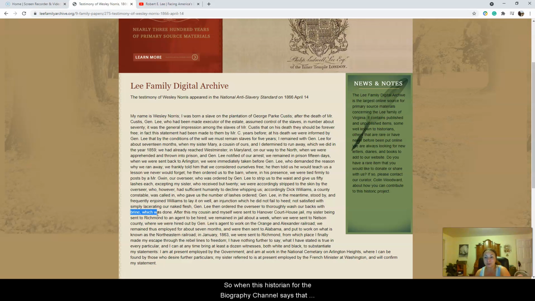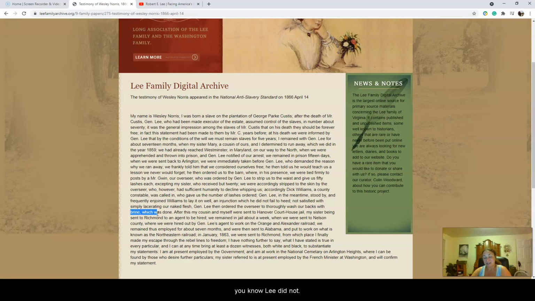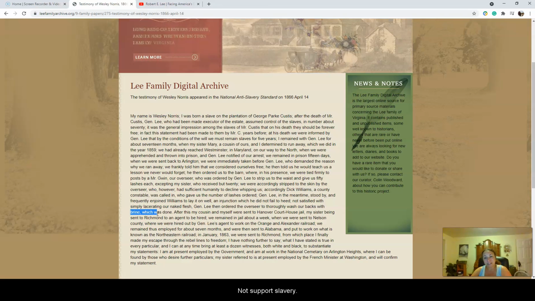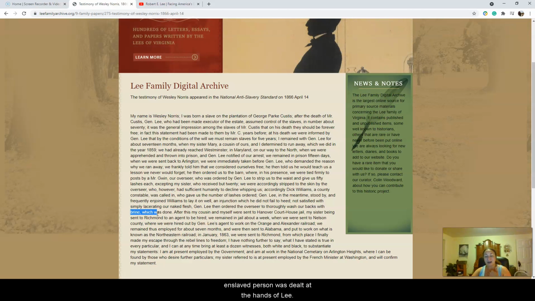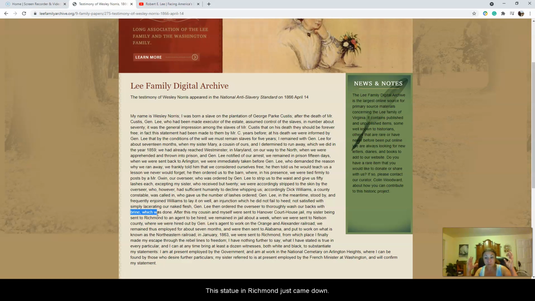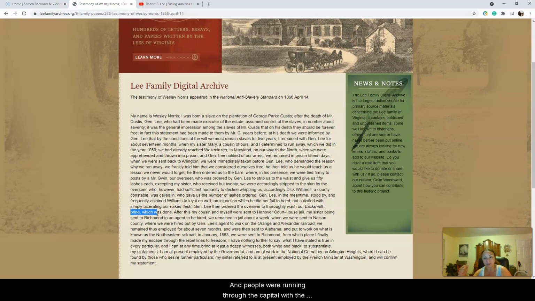So when this historian for the Biography channel says that Lee did not support slavery, but then you see a primary source description of what an enslaved person was dealt at the hands of Lee, it's hard to really believe that Lee was that kindly person. And yet all of these statues remained for him. This statue in Richmond just came down, and people were running through the Capitol with the Confederate flag.